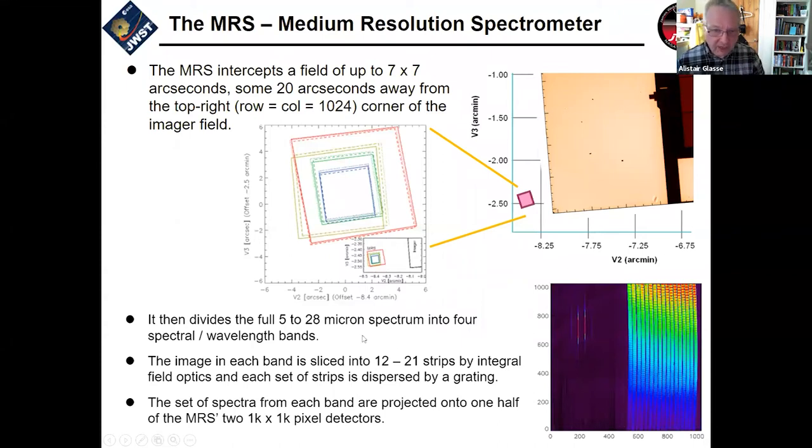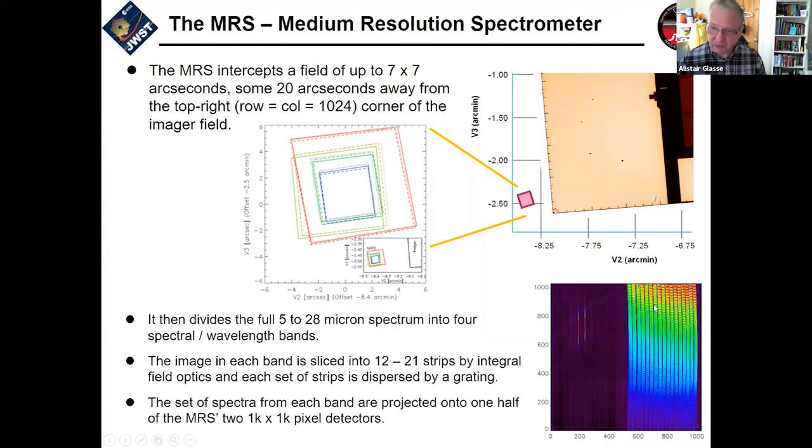So what does that do? Well, I won't go into the details, but it's taking the full 5 to 28 micron swathe of spectrum, all of that light, and splitting it not just spatially, so it slices up the image. At our shortest wavelengths, we get 20 slices through that 7 by 7 arc second field, but it's also dispersing the light spectrally. So we get thousands of spectral samples as well. So with the MRS, these are what the images will look like.